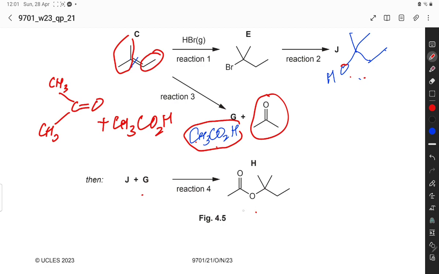Okay, so this is CH3, this is C double bond O from this side, and this O, to form this compound, and this forms the ester.